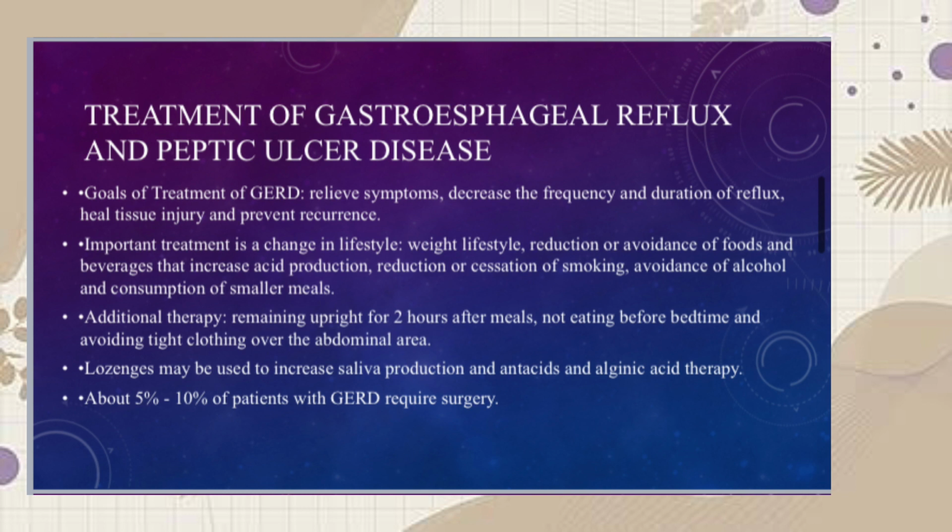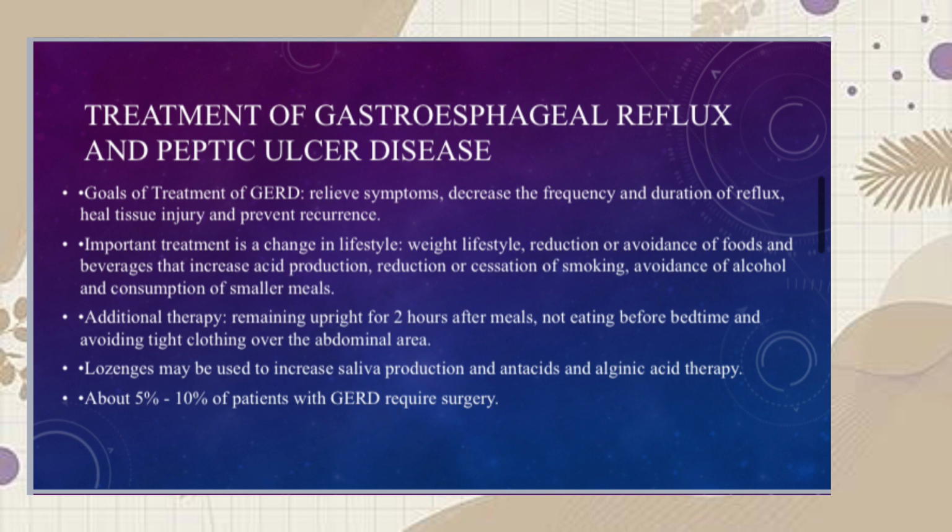Additional therapy includes remaining upright for 2 hours after meals, not eating before bedtime, and avoiding tight clothing over the abdominal area. Saliva stimulants may be used to increase saliva production, and antacids and alginic acid therapy may be used to provide relief in patients who experience infrequent heartburn. If the patient's symptoms do not improve within 2 to 3 weeks, or if the patient's condition is severe, additional pharmacologic measures should be tried to reduce irritation. About 5 to 10% of patients with GERD require surgery.